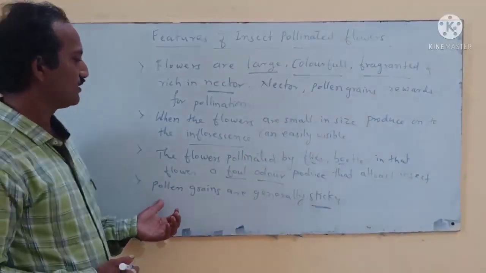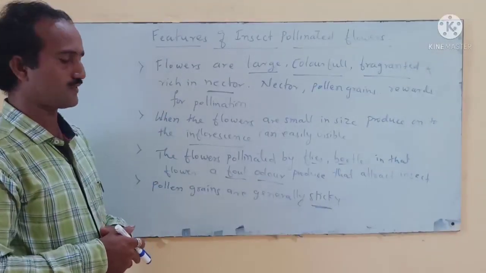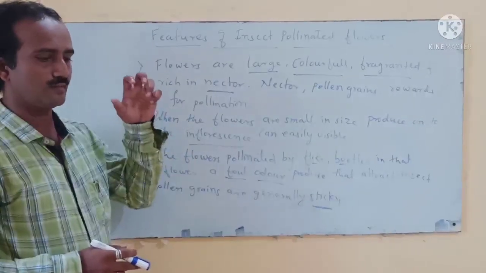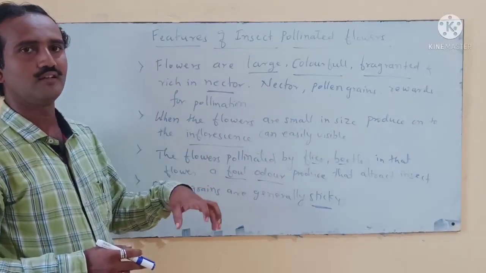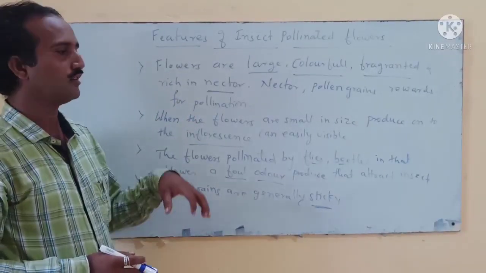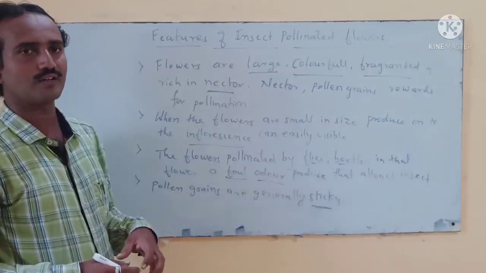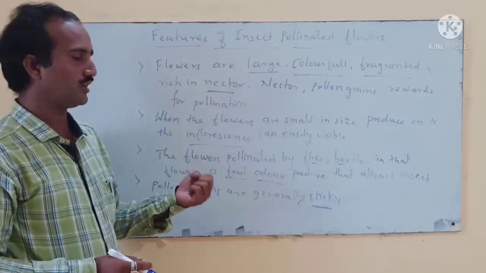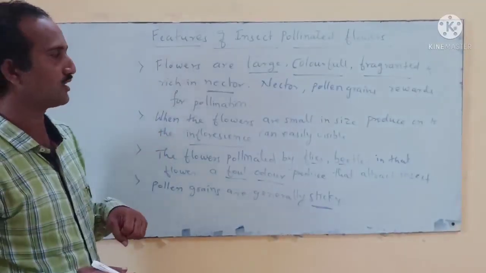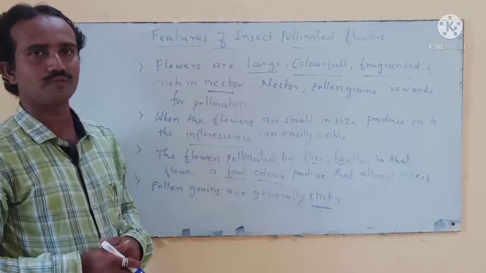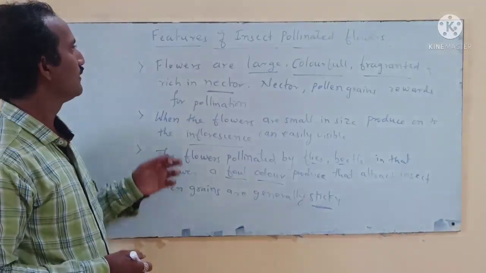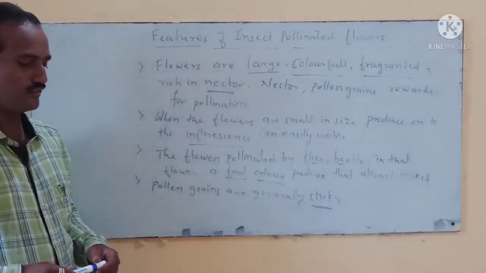Then in insect pollinated flowers, the pollen grains are generally sticky, because when the insects are present on the male flower, they catch the pollen grains with the help of the sticky nature, and they reach the stigma of another flower and carry out the pollination. So this is about the features of the insect pollinated flowers.